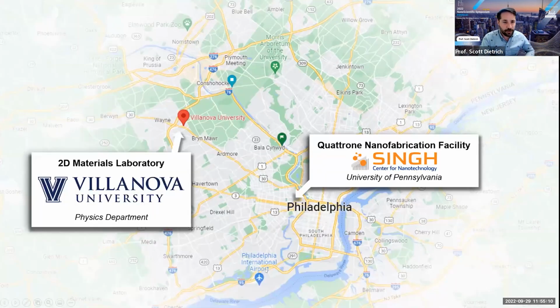If anyone's unfamiliar with Villanova, we're in the suburbs of Philadelphia. We're a primarily undergraduate institution, so this work was really championed by a few undergraduates in my lab. We worked closely with the Quattrone Nanofab facility at UPenn, where the E-beam work was done. KPFM work and AFM was done at Villanova.